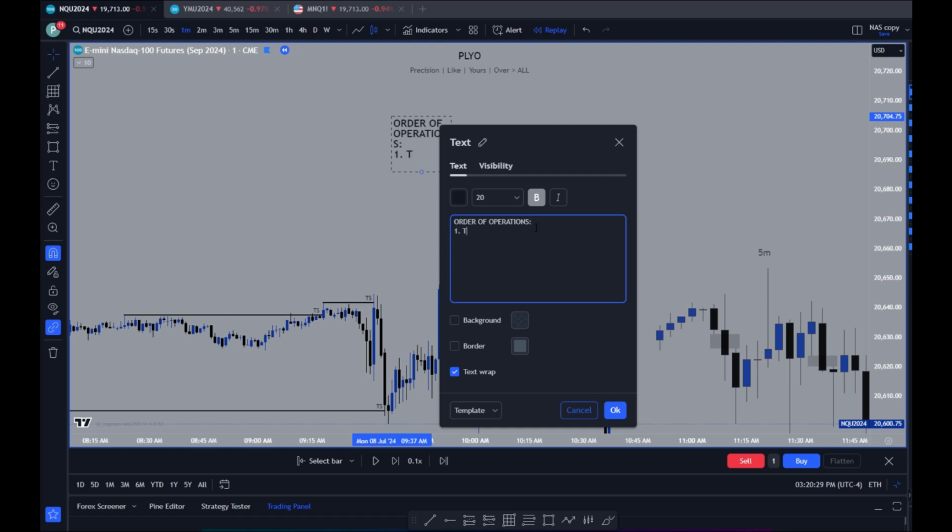We have a turtle soup, followed by a CISD or inversion. These two are interchangeable. You know, the inverse may come before the CISD, or the CISD may come before the inverse, okay? Followed by a 2022 model, which would be your standard fair value gap entry, followed by the drawn liquidity being hit, followed by another turtle soup, which is the cycle repeating itself.